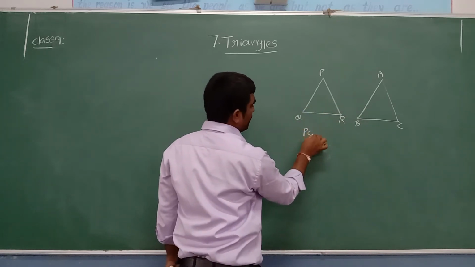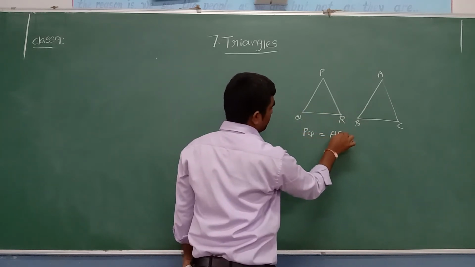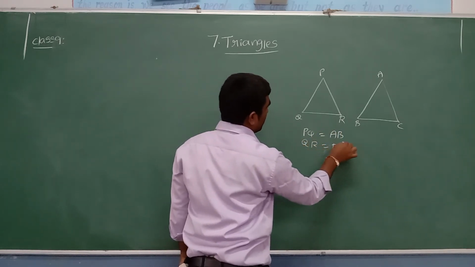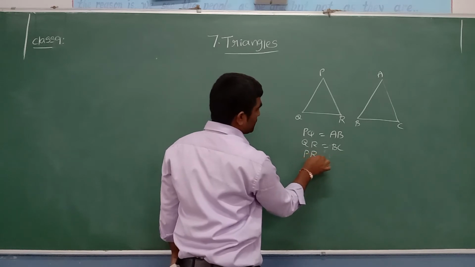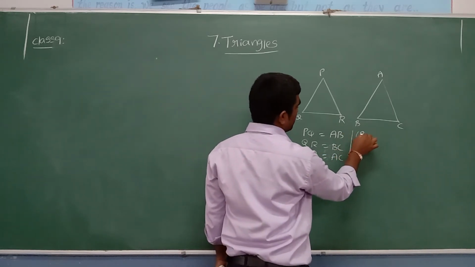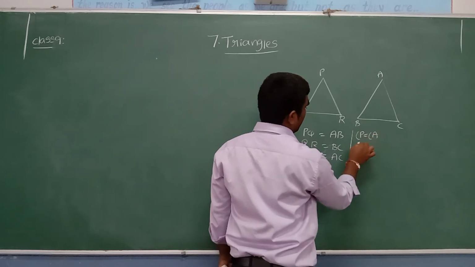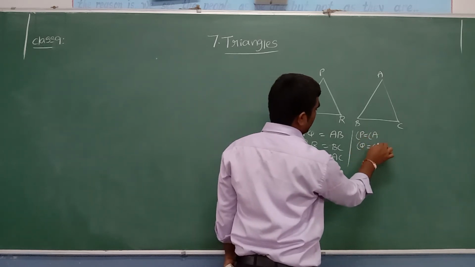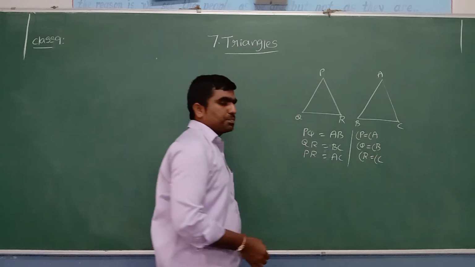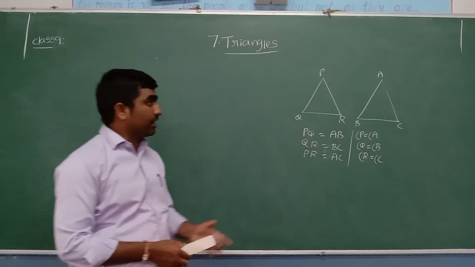Suppose PQ length is equal to AB, QR is equal to BC, and the length of PR is equal to AC. Corresponding three sides are equal, and also angle P is equal to angle A, angle Q is equal to angle B, angle R is equal to angle C. Corresponding sides are equal, corresponding angles are equal.